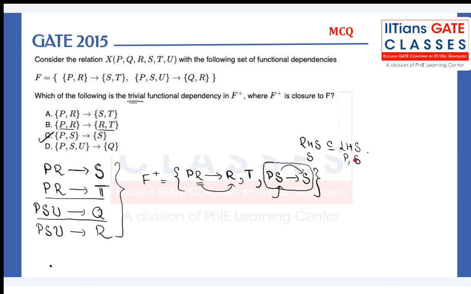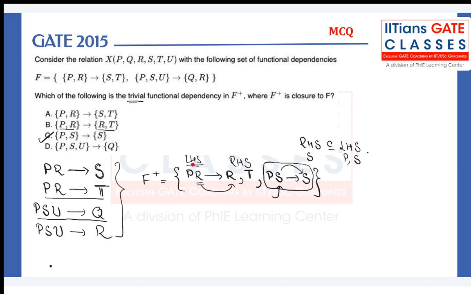Now you might think, why is this not the answer? PR derives RT. It's very clear, it's basic, right? The RHS is not a subset of LHS. You can see that, right? The RHS, which is RT, is not a subset of LHS, which is PR. Do you guys see that as well? Because T is not present in the LHS, even though R is there.